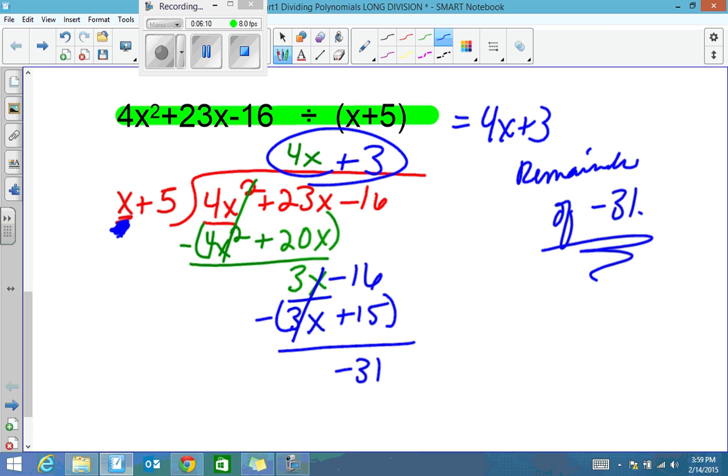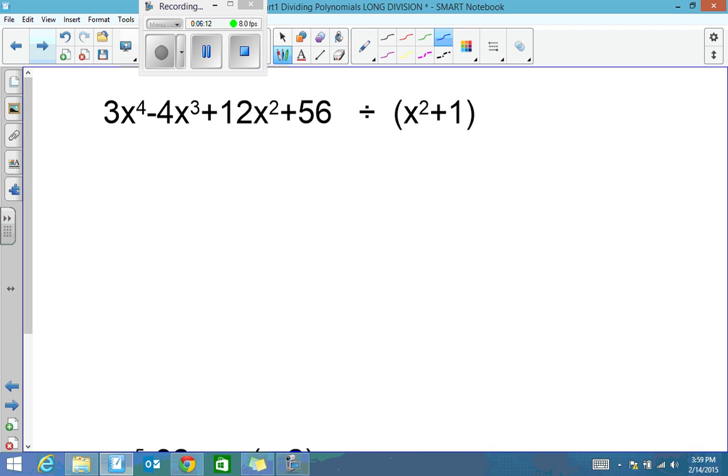Okay, so let's try another example. In this example, we're dividing this polynomial by x squared plus 1. Now this is where I mentioned previously that the first step you need to do is make sure you have all the terms necessary to perform that division.